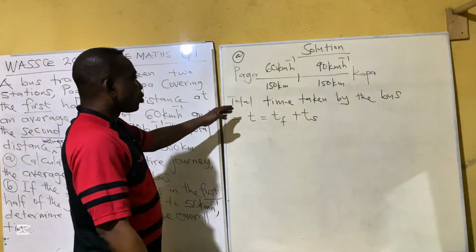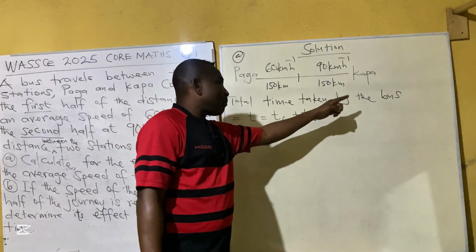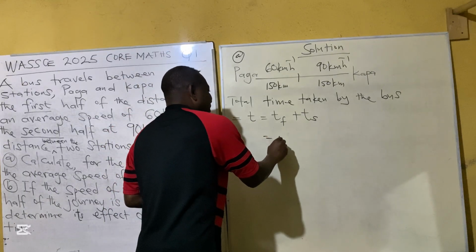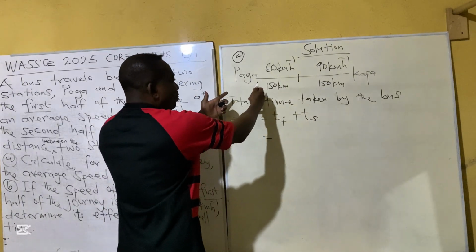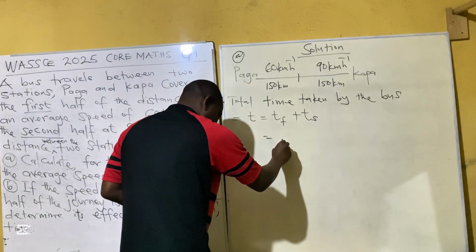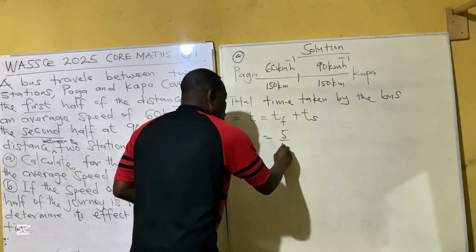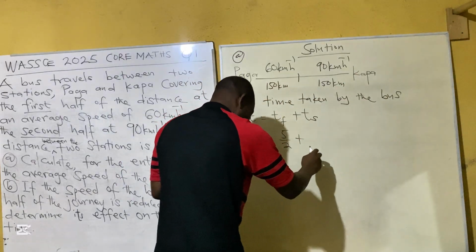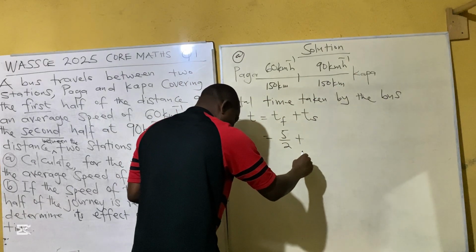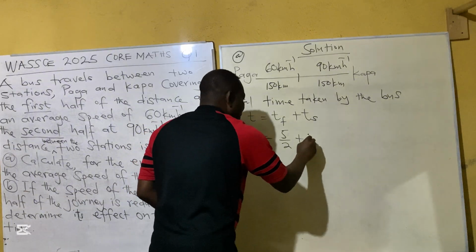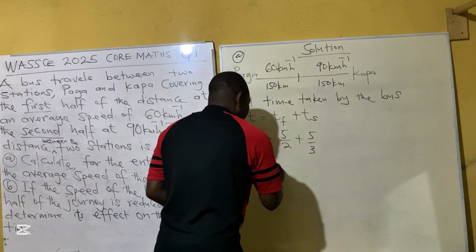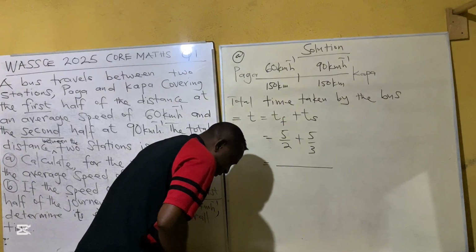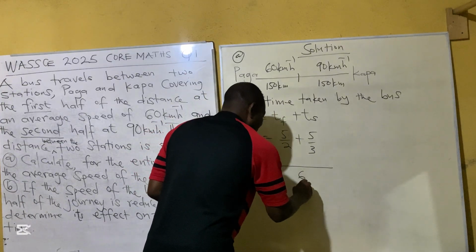So now, total time taken by the bus is equal to T, is equal to the time taken by the bus to complete the first half, which is 5 over 2 hours, plus the time taken by the bus to complete the second half, which is 5 over 3. So let's find the LCM of the denominators. The LCM of the denominators is 6.